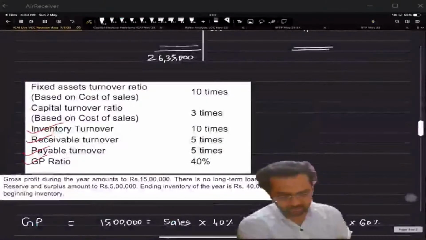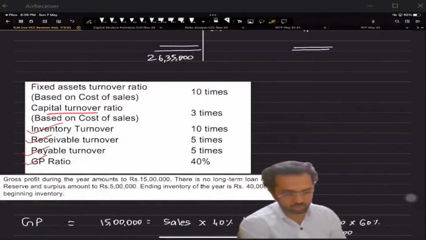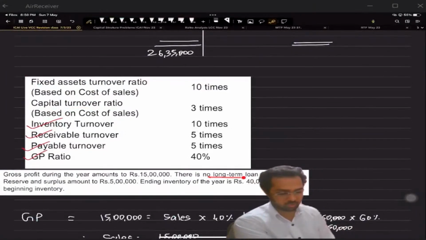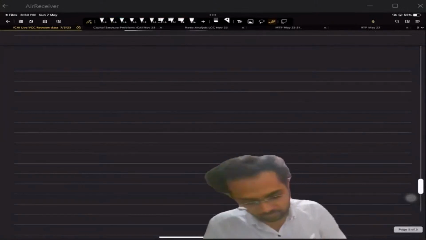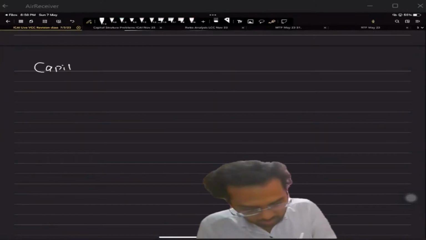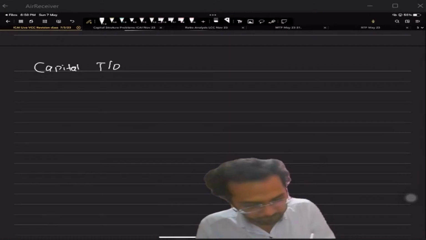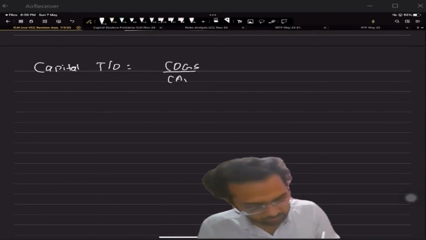Now the only ratio that is left out is the capital turnover, which is 3 times. And the question says there is no long-term overdraft and they have reserves and surplus of 5 lakh. So we'll just say capital turnover, which is COGS upon capital.